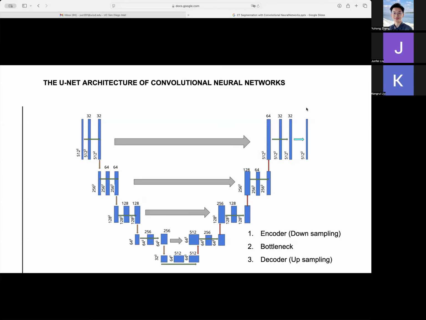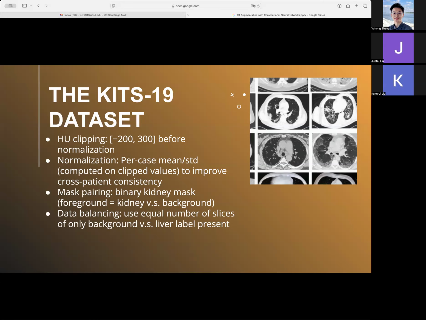So could you go back to the previous slides? And because the dataset consists of a lot of slices, most of which do not have a kidney within the slice, I also performed data balancing to ensure that in our training set we use an equal number of slices with only background versus slices where a kidney is present.